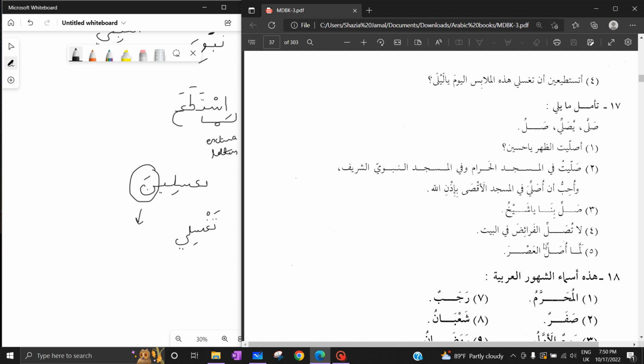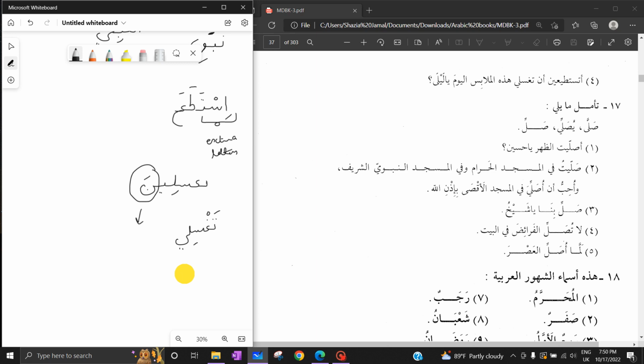Fara'id is from fard. Fard means the obligatory prayer that has been made compulsory for you. Fard is singular. The original word is Arabic, fard with daad. But in Urdu, we say farz, because in Urdu the daad is pronounced as za. So that's the difference. Now, if this is singular, what is the plural? Fara'id, the obligatory prayers. We are saying la tusalli al fara'ida, don't pray the obligatory prayers. Now this is plural. Fil bayt, in the house.